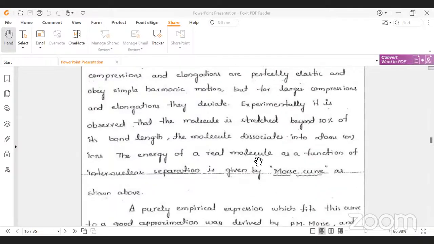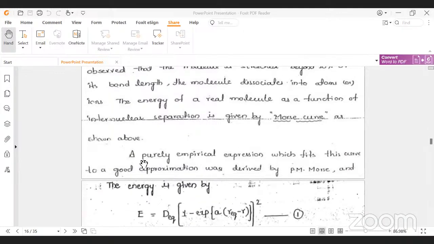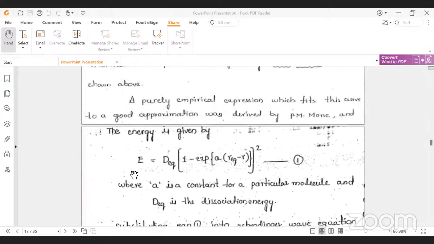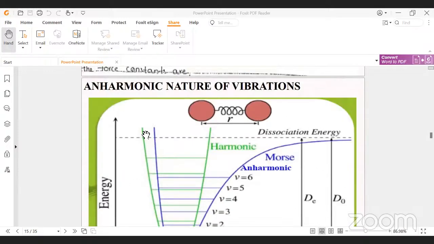The energy of a real molecule as a function of internuclear separation is given by the Morse curve. This blue curve is the Morse curve. The bond will be broken at a certain extent.